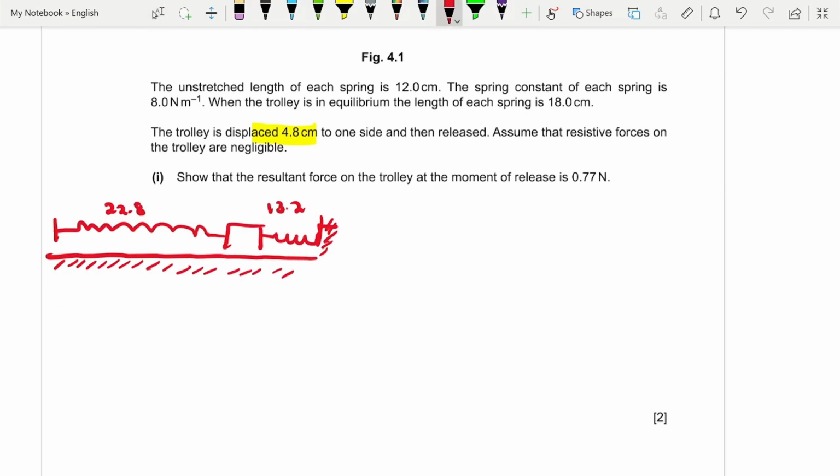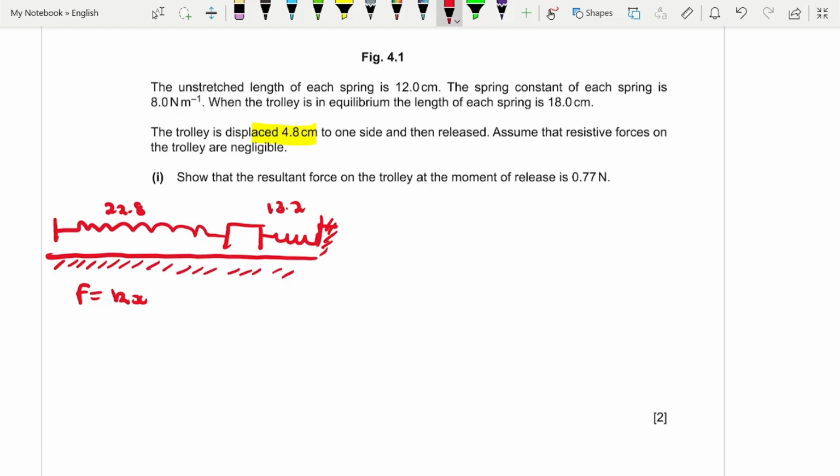So if you think about it, really, the force is actually related to kx, right? Hooke's law: the force is directly proportional to the extension, provided the elastic limit is not exceeded. A little bit of AS knowledge here. So if you want to find the force, you're going to need the extension, right?